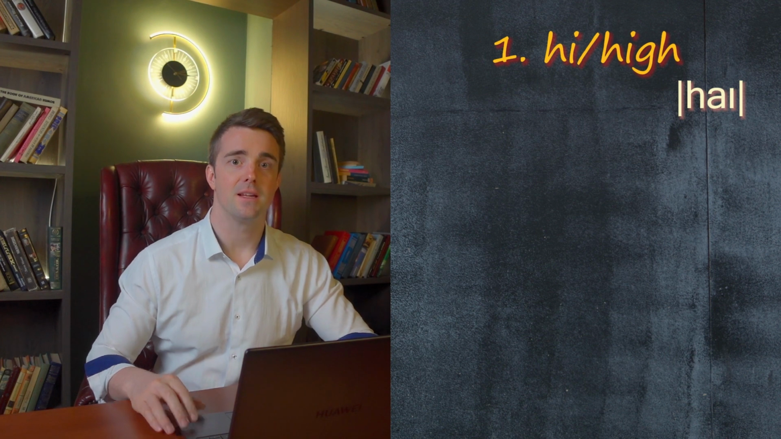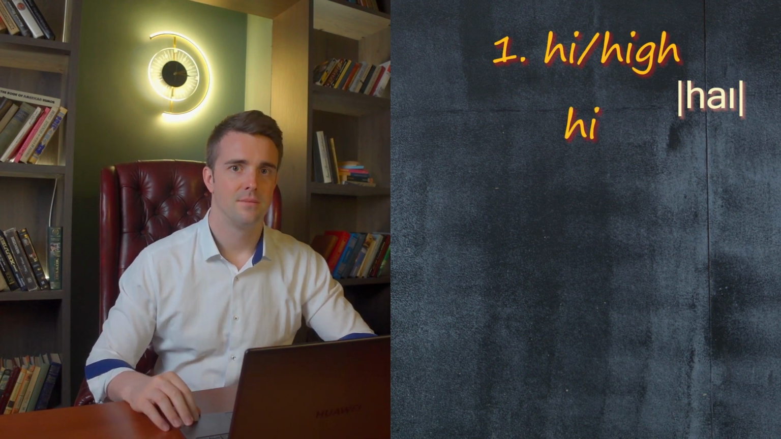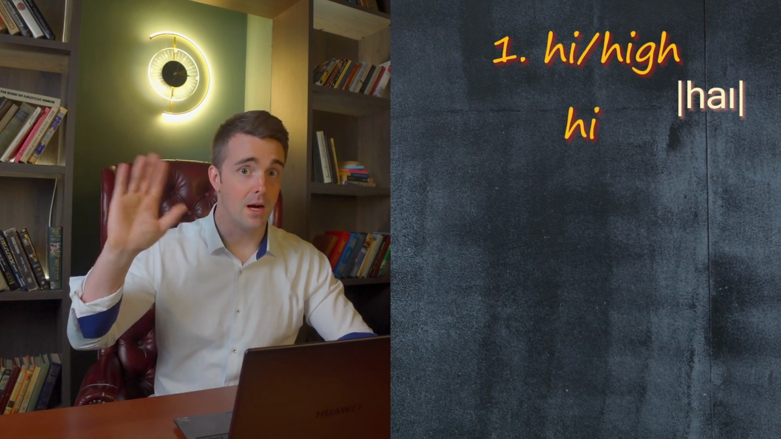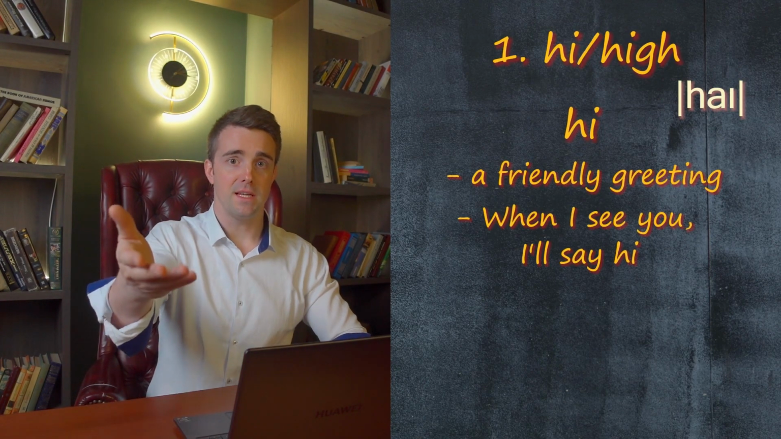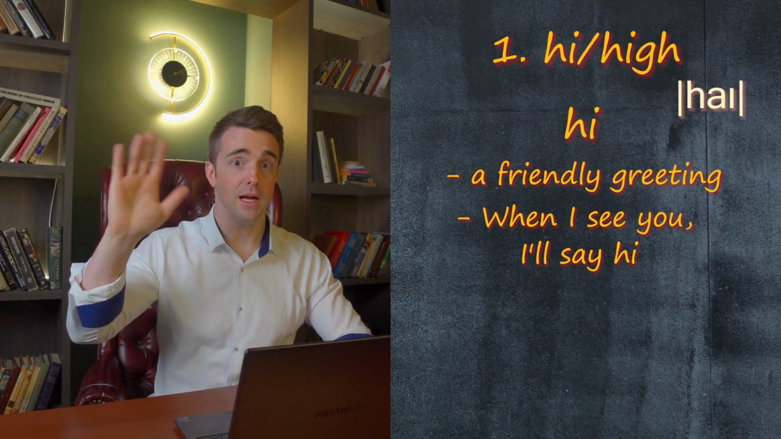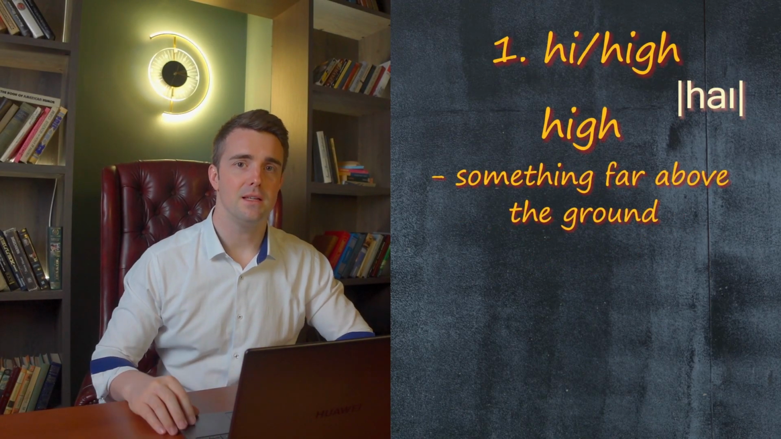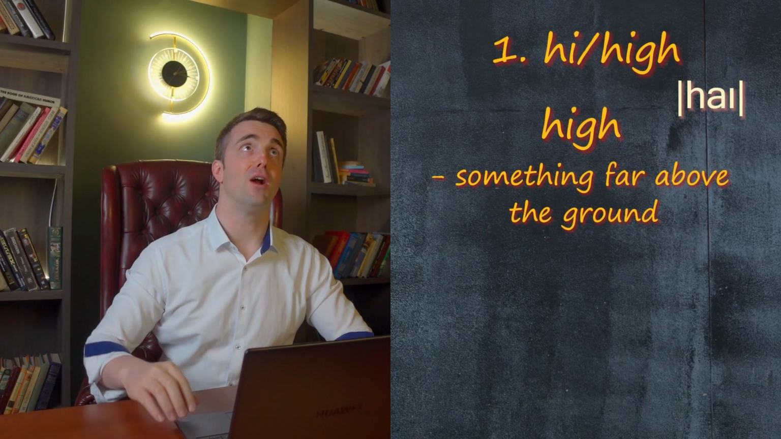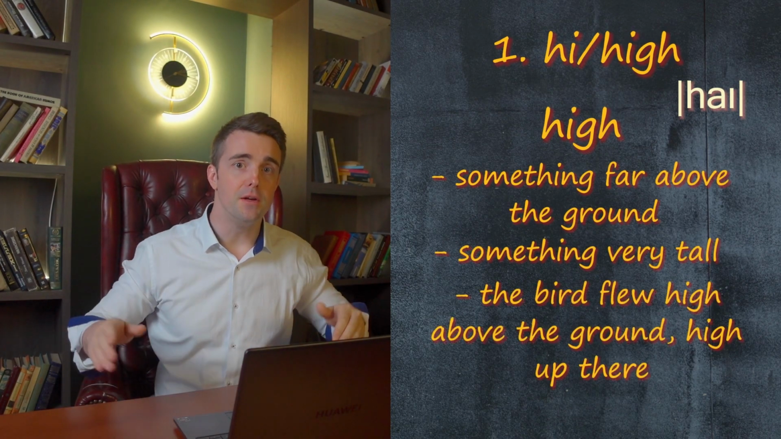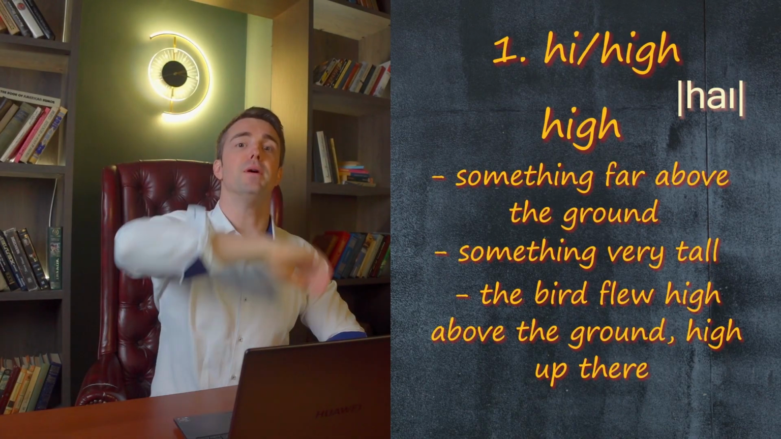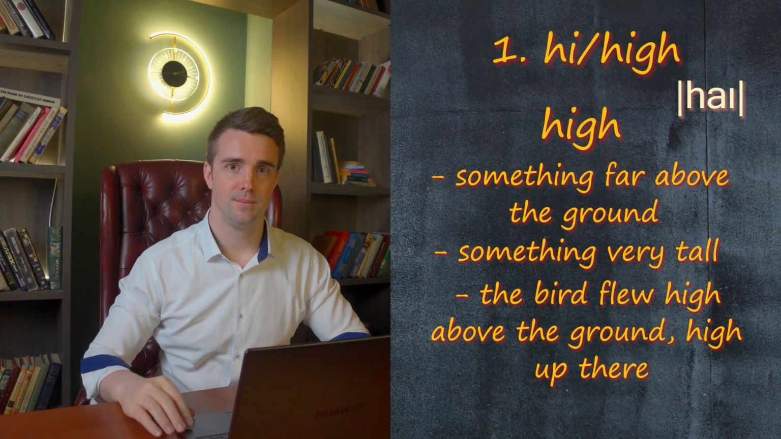Let's take a look at hi and high. So hi is a friendly greeting. For example, when I see you, I'll say hi. And high is something far above the ground, something very tall. So for example, the bird flew high above the ground, high up there.